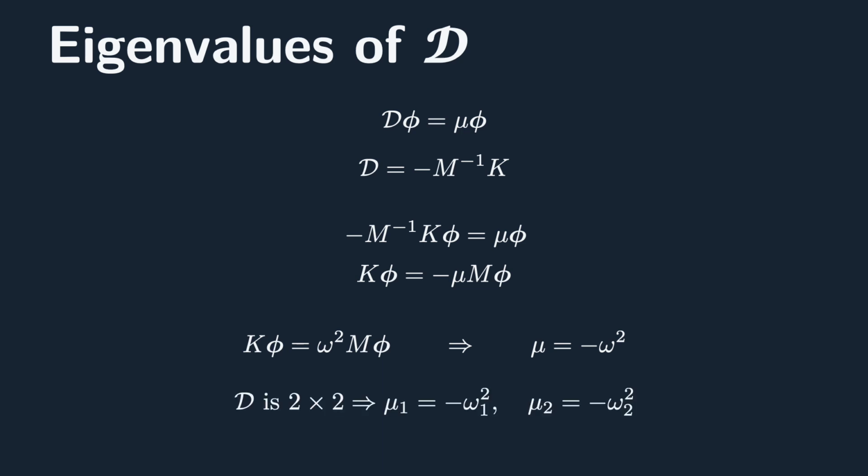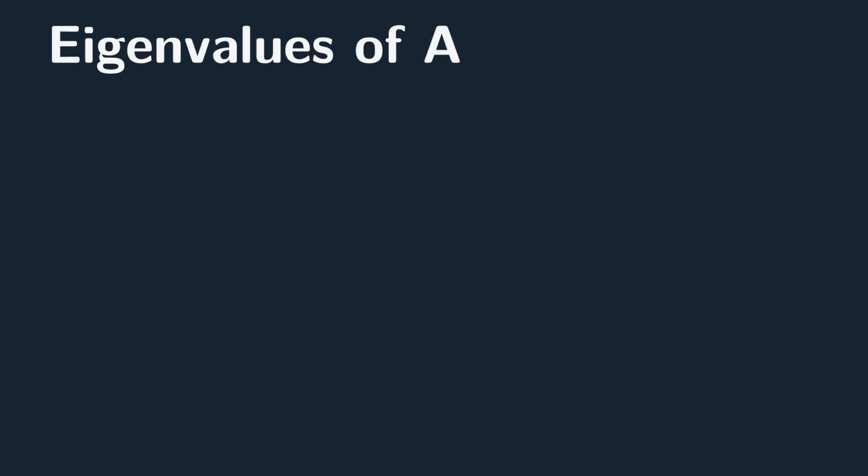Because D is a 2 by 2 matrix, it has two eigenvalues. Mu1 equals minus omega 1 squared and mu2 equals minus omega 2 squared. We use the symbol mu for the eigenvalues of D. Later, we use lambda for the eigenvalues of the state space matrix A. Now, we look at the eigenvalues of the state space matrix A.